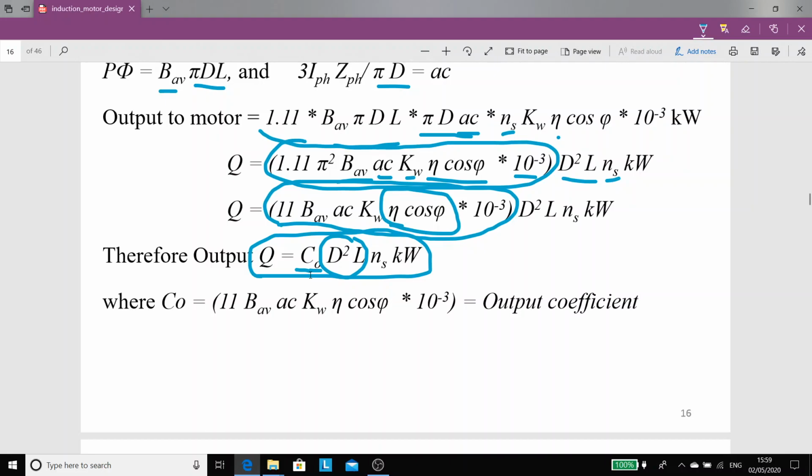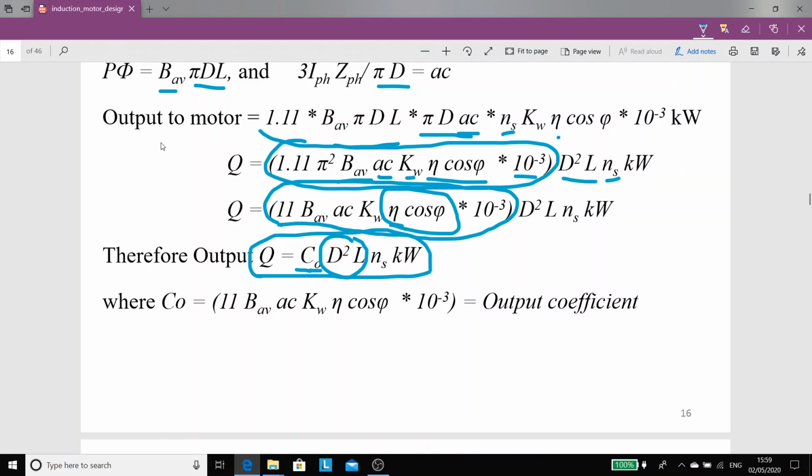As C0 increases, what is the effect on our main dimensions D and L? For the same rating motor, for the same Q, if C0 increases, then there is a decrease in the value of either D or L. That means any one of the two main dimensions is going to decrease, and that's why when we increase the value of specific magnetic loading or electric loading, the advantage we get is that our size of motor is going to decrease. So that is one of the advantages we are getting.